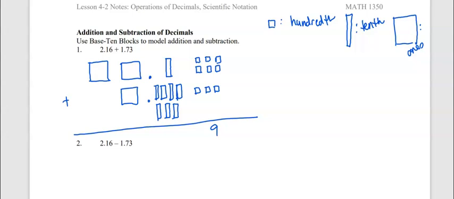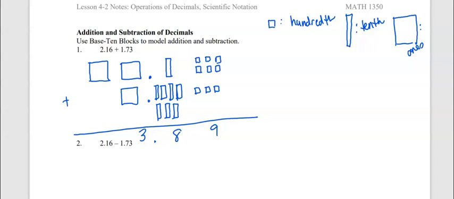As far as the longs, how many tenths do we have? We have 1 long and 7 longs, giving me 8 longs, which is 8 tenths. And then ones, we have 2 and 1, which is 3. So the summation for this problem is 3 and 89 hundredths. 3 ones, 8 tenths, and 9 hundredths.